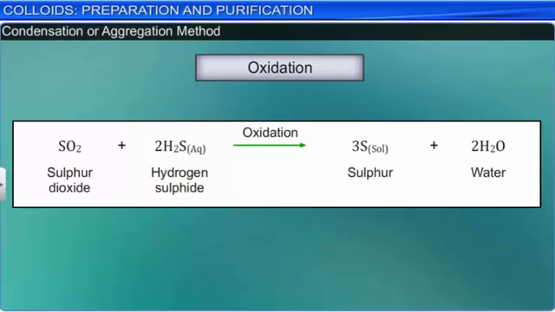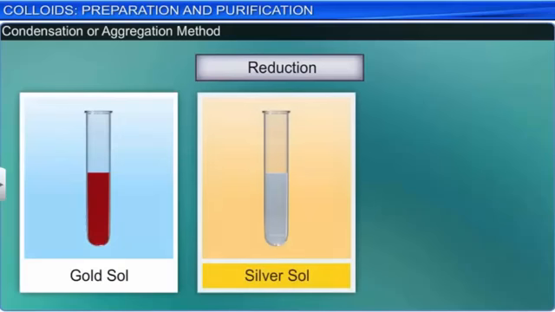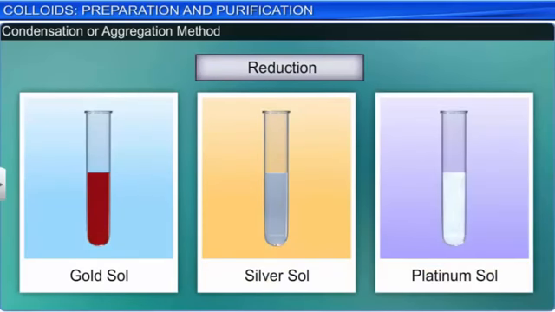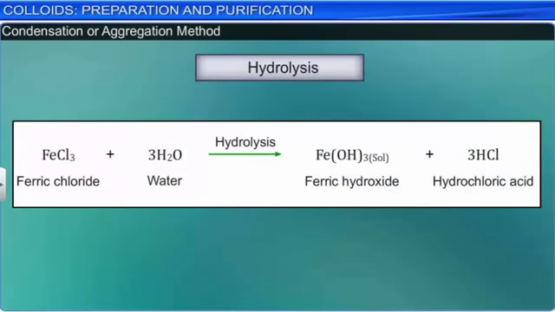Sols of gold, silver, and platinum can be obtained by the reduction of dilute solutions of their salts with a suitable reducing agent. For example, gold sol can be obtained by reducing a dilute aqueous solution of its salt with formaldehyde. Another reaction commonly used for the preparation of sols is the hydrolysis of the corresponding chlorides. For example, if a small quantity of ferric chloride is added to boiling water, a ferric hydroxide sol is obtained.